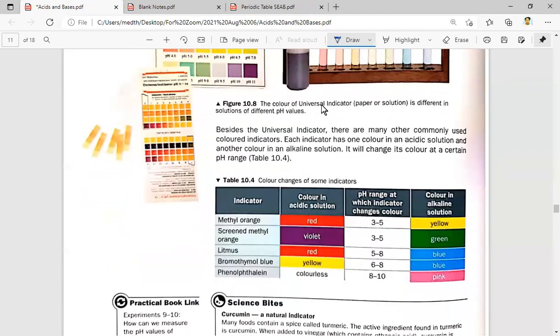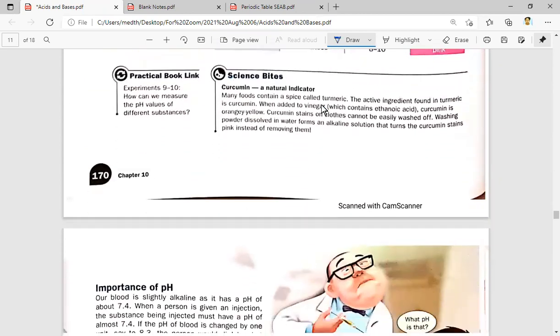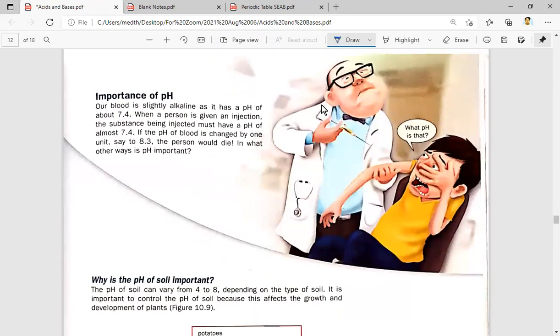Okay, all the different other indicators that you see here, the only one that really matters to you is litmus. The rest of them don't really come out that often. But you need to know that methyl orange, screened methyl orange, bromothymol blue, phenolphthalein, all these are other indicators that you can use to test the pH value, whether it is acidic or alkaline. Okay, so what's the importance of pH level? This is just an application of it.